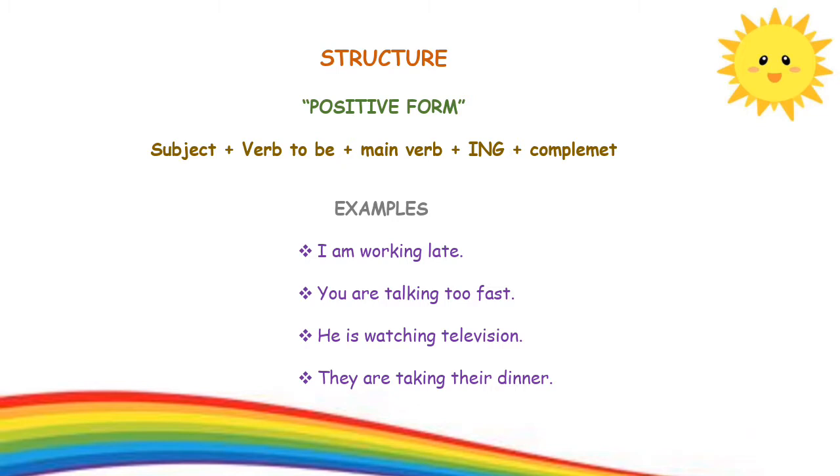Okay, as you can see in the first example, I is the subject. The verb to be is I am. The main verb is work, but in this case we have added the ing form and we say working. And the complement is late.